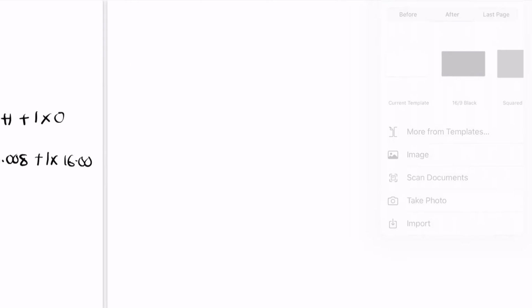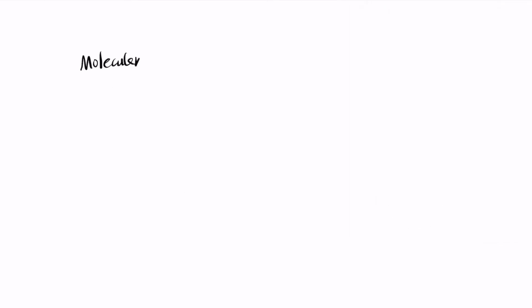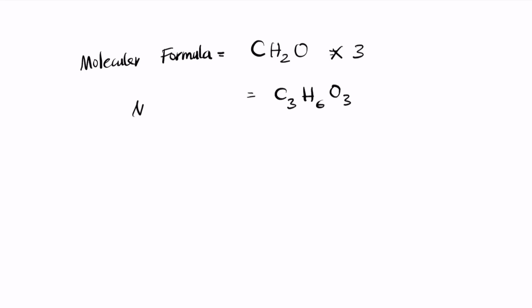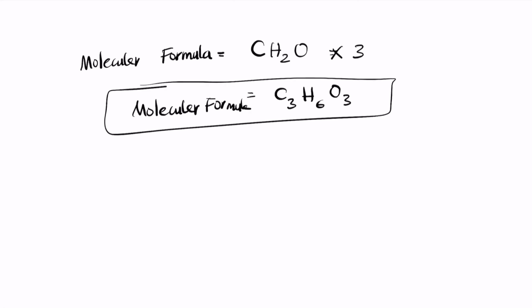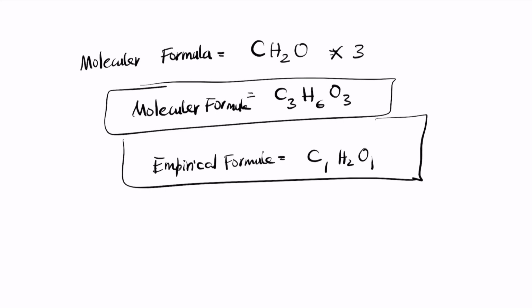So to find the molecular formula, multiply the whole number multiple with each subscript of the empirical formula. So CH2O times the whole number multiple, which is 3, becomes C3H6O3. So this is the molecular formula, C3H6O3, and the empirical formula is C1H2O1. So this is how you can solve the problem and find your final answers.